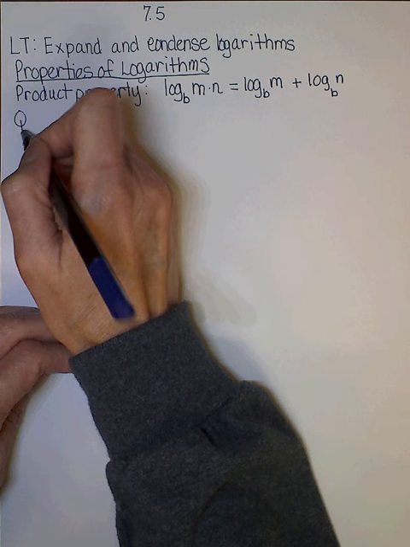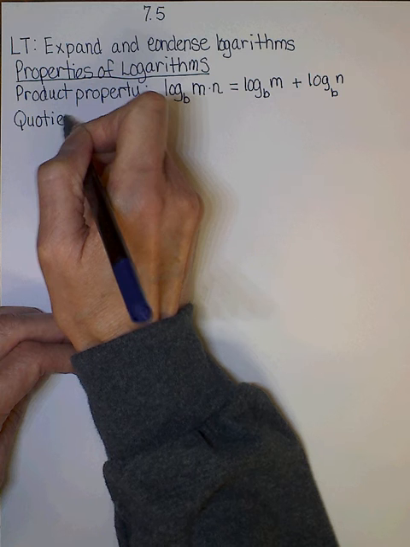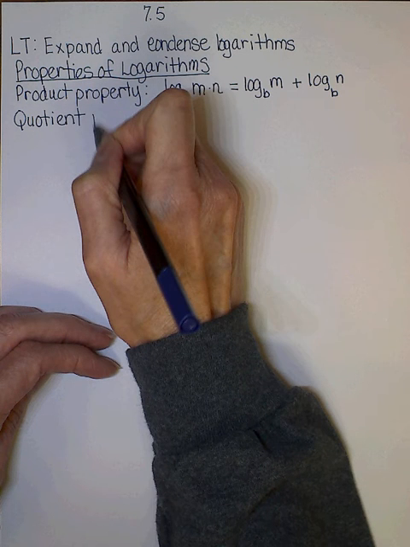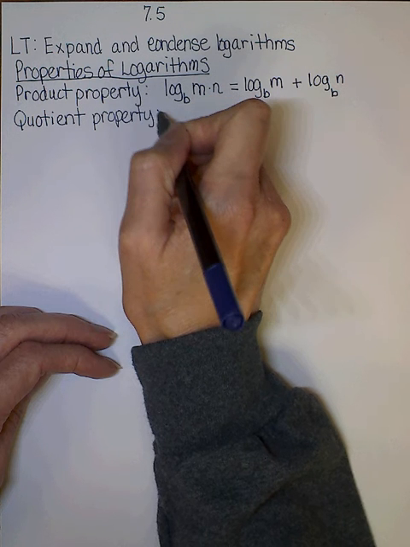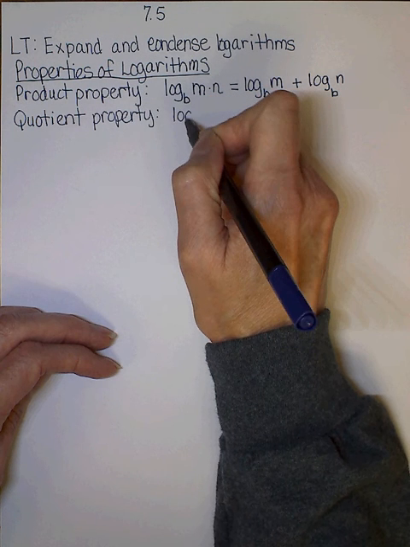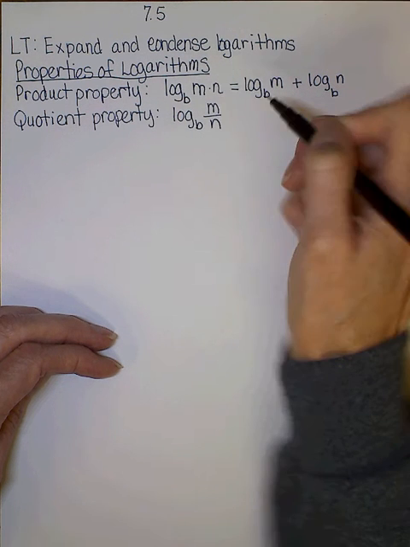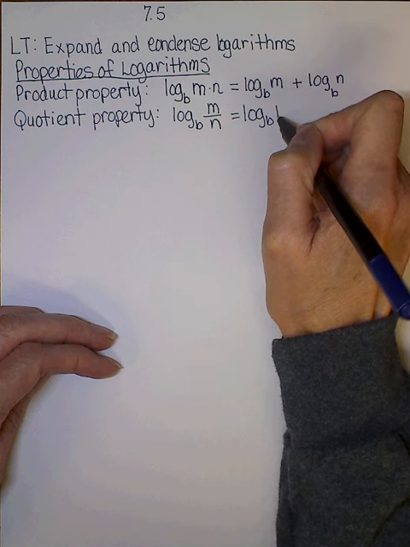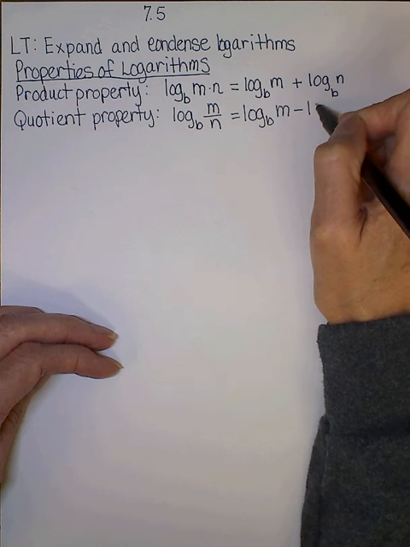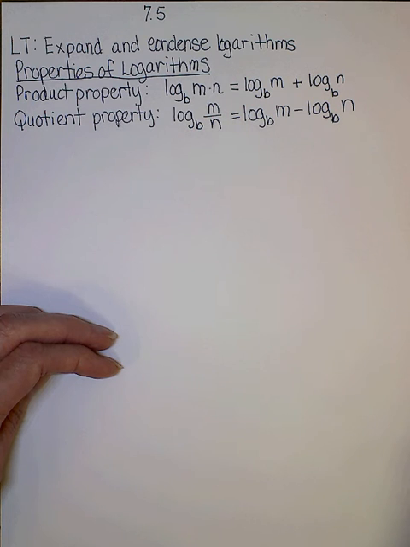Alright, now quotient property is if it's division, that's what a quotient is. So it'll look like a fraction. Then division expands out with subtraction. Okay. Just like when we divide with the same base, we subtract our exponents. Okay, so that one will expand out with subtraction.